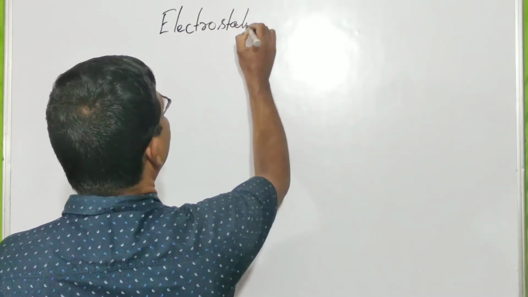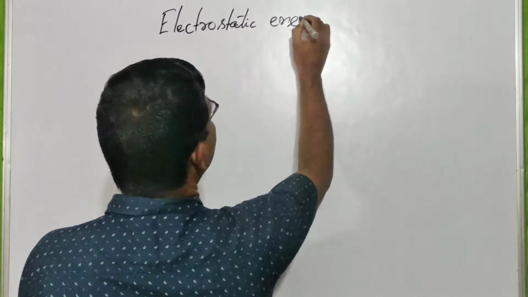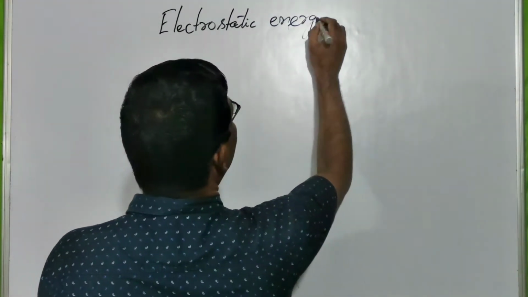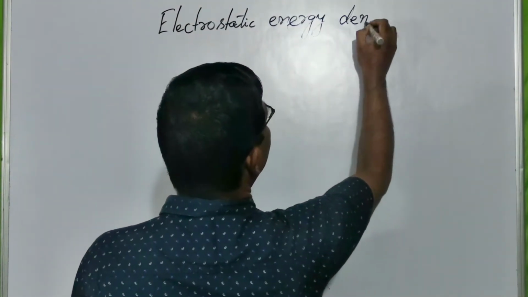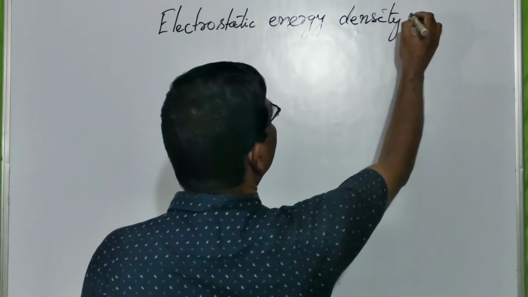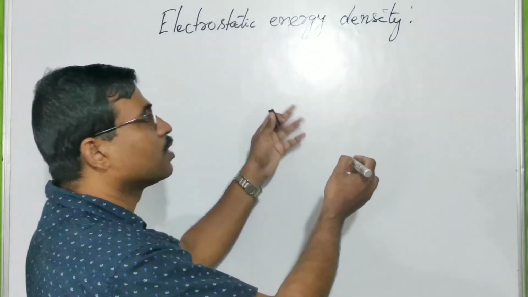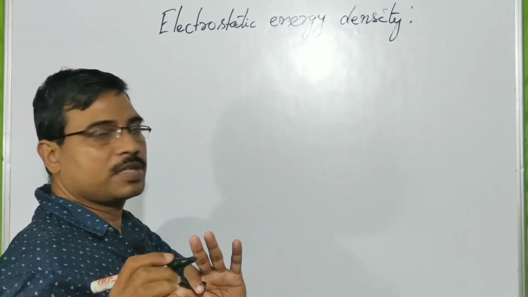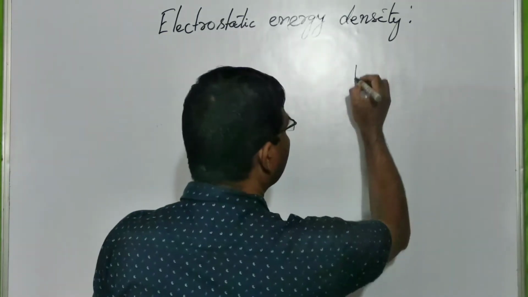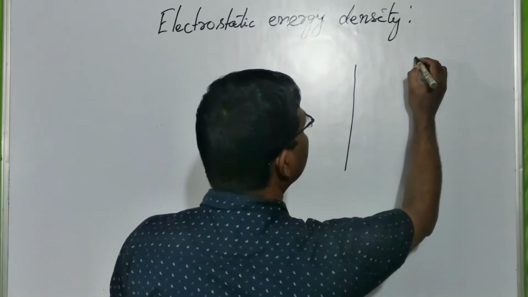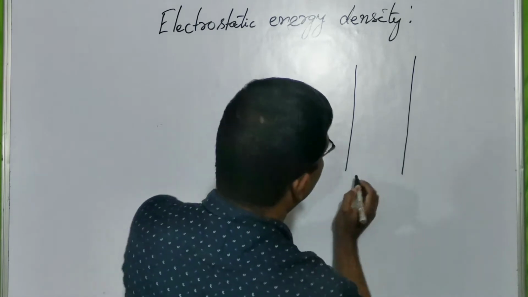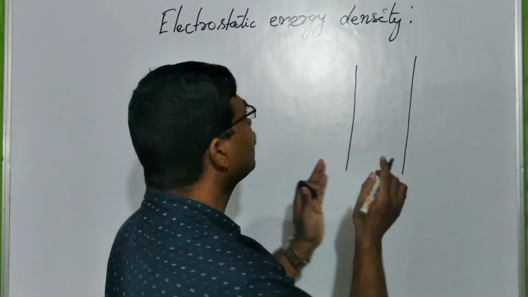Electrostatic energy density. I am writing just this much. You can write, in a parallel plate capacitor. Try to understand. It is one plate, it is another plate. It is slightly tilted, you can draw it straight.